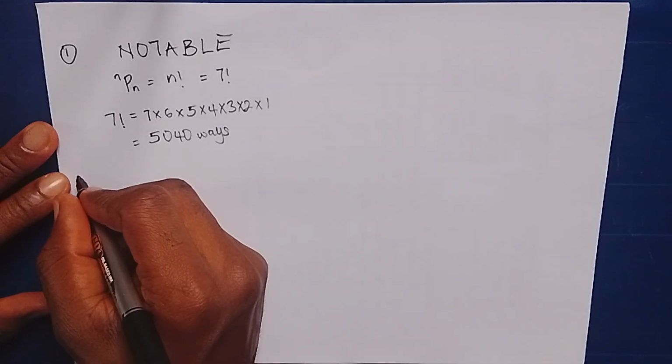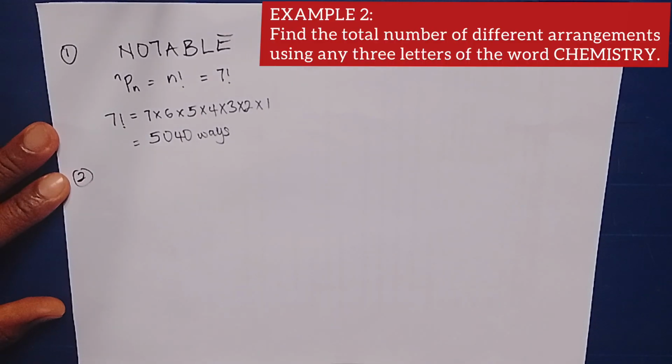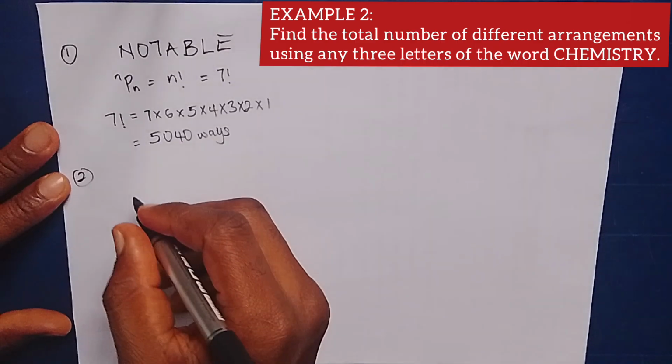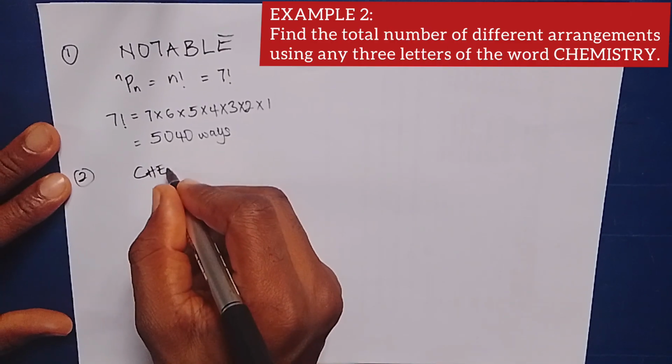Let's consider another example. Number 2. Find the total number of different arrangements using any 3 letters of the word chemistry. In this case, we have the word chemistry.